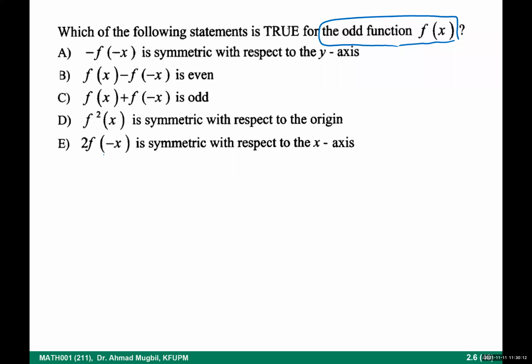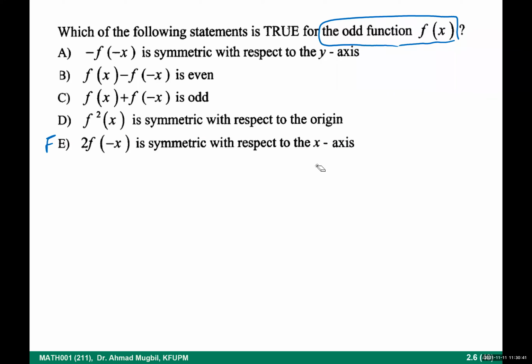f is a function, and we will see next class that when we have a function and you multiply it by a number, it will stay a function. So this is not an option at all. This is for sure false, not true, because no function is symmetric with respect to the x-axis. Okay, so you are playing now with A, B, C, and D. There is no E. It is totally wrong for any function.